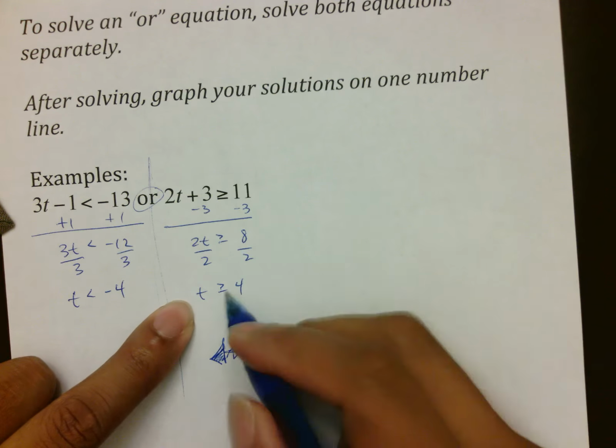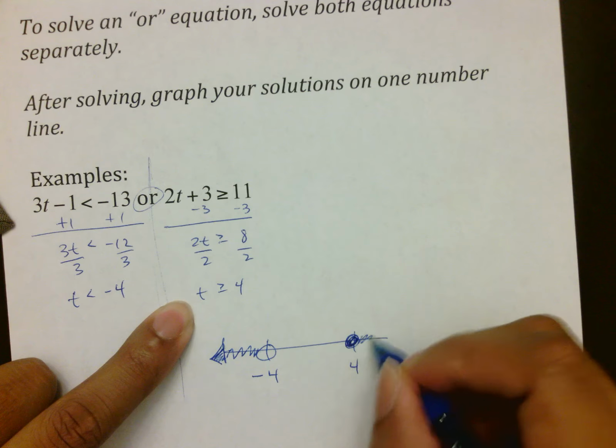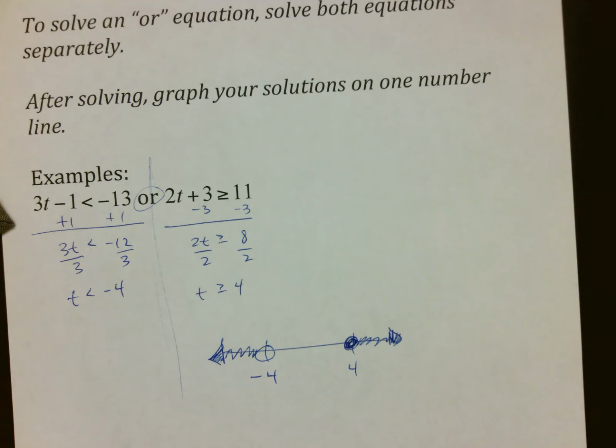This one over here is inclusive, so it's closed, and it's pointing to the right, which means we go here with an arrow. And that would be what a graph typically looks like with an or. Now there are sometimes where both of them point the same direction, but when that happens, you'll just have to kind of think your way out of it.